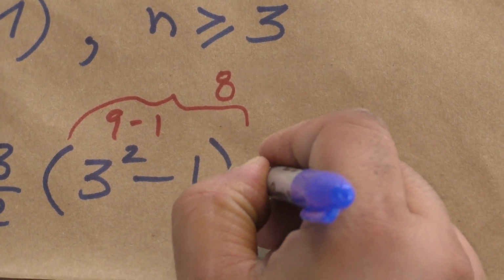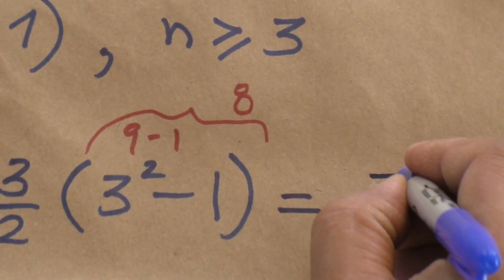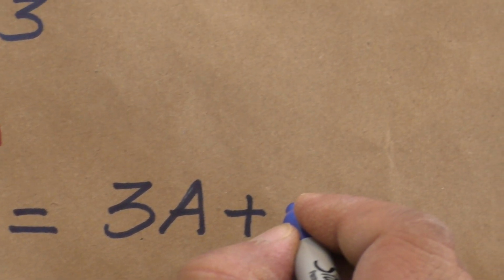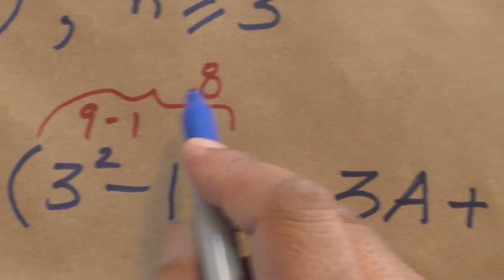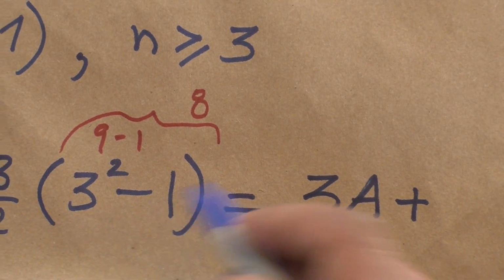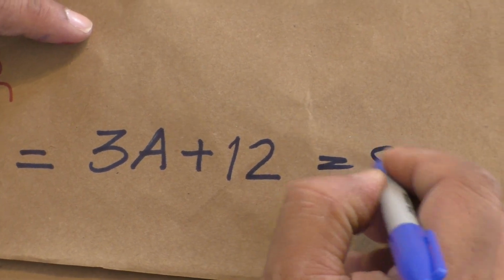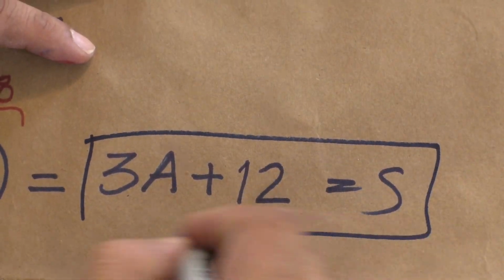So the S, this will end up equaling 3A plus 12, right? Because we had 8. 8 divided by 2 is 4. 4 times 3 is 12. This is the value for the S. We had an S over here. Let's write it like this.